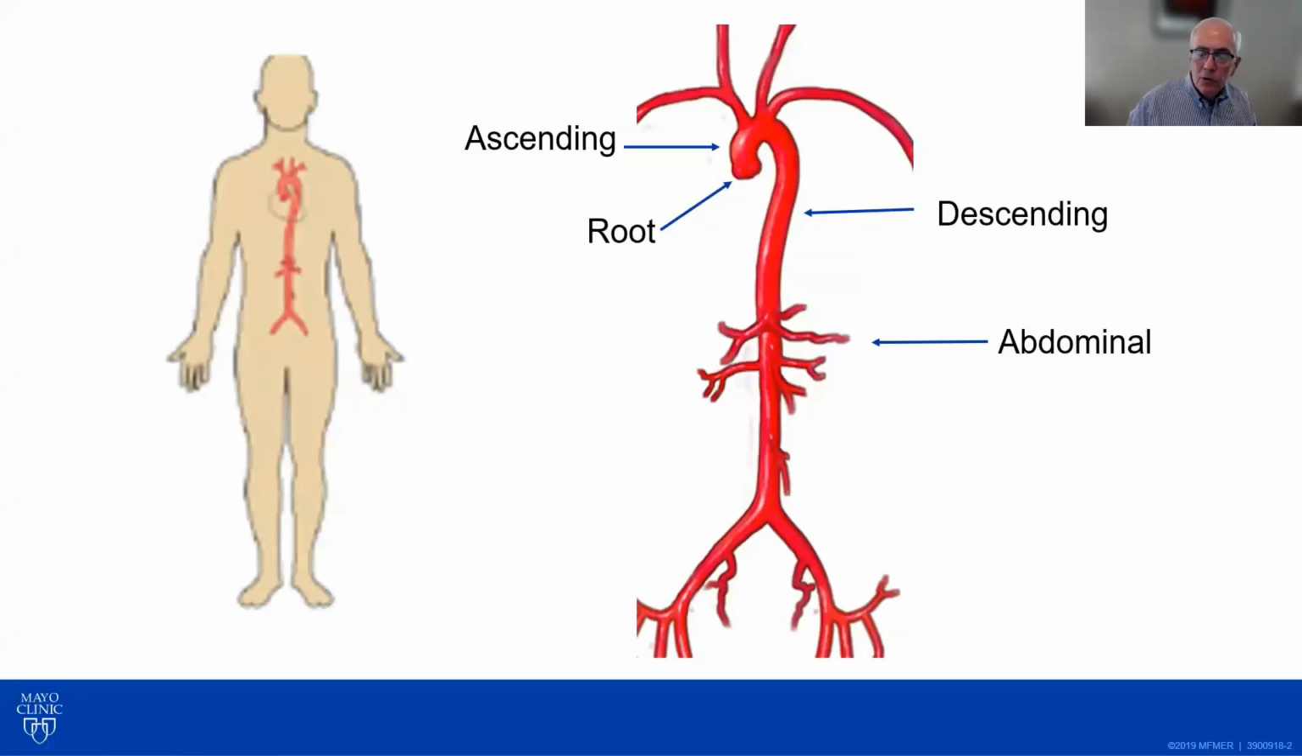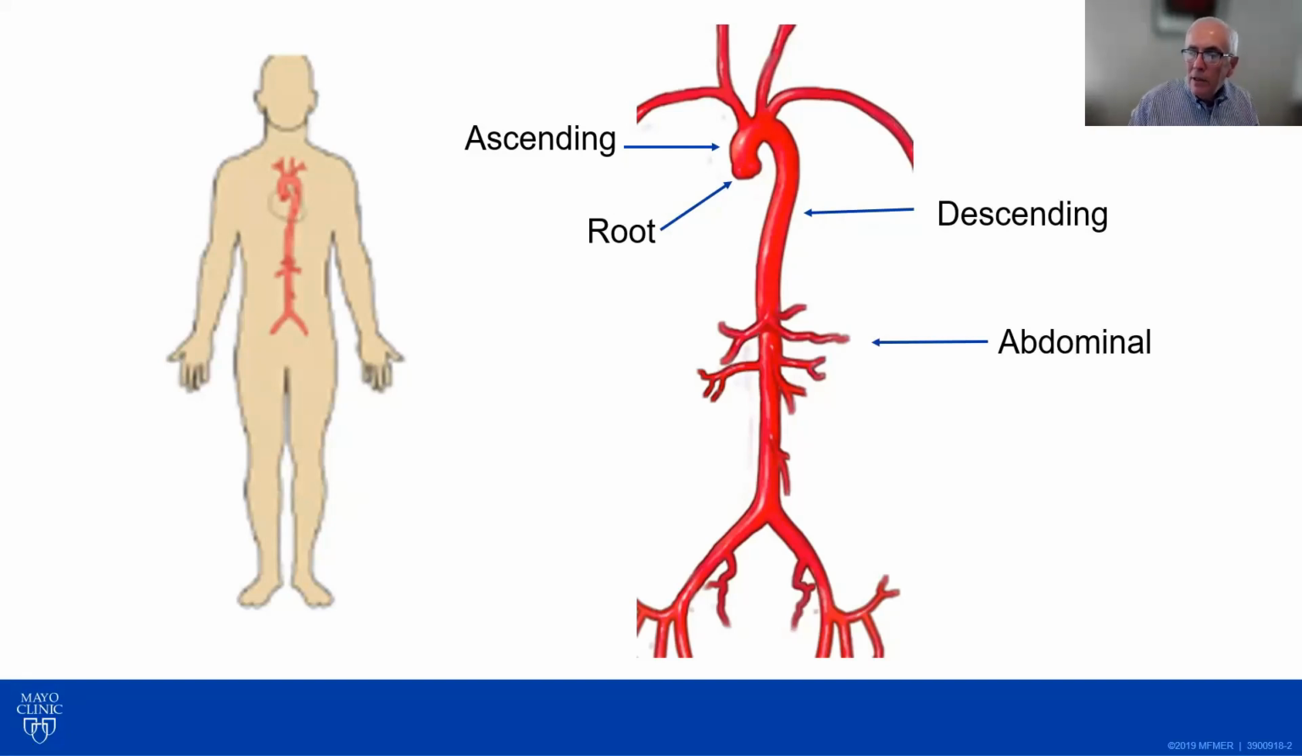So, first of all, we're just going to show you where the aorta is in the body. And as you can see, it's the major artery in the body. You can see a little outline of the heart on the left, and the aorta comes out of the heart and carries the blood out to the rest of the body.